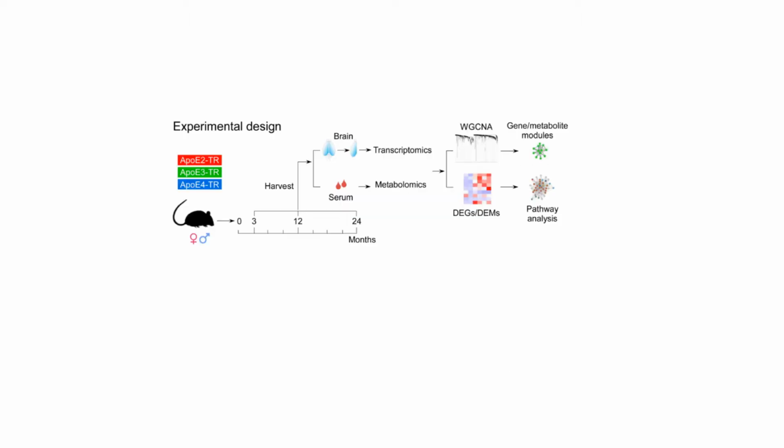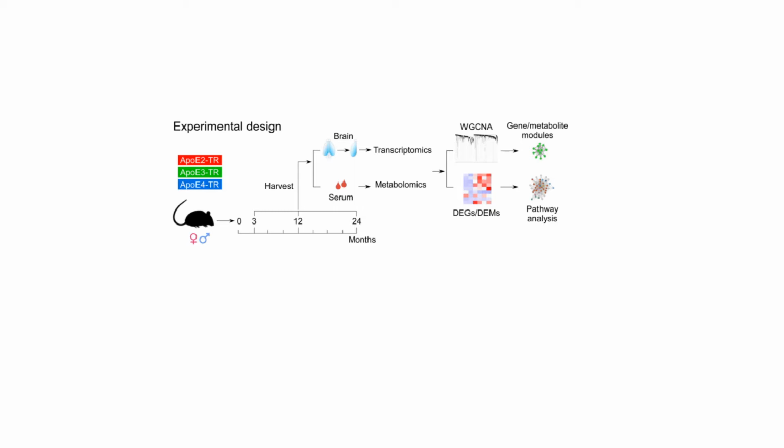Now let me first show you our experimental design. We had human APOE2, E3, and E4 target replacement mice, both male and female, at 3 different ages, including 3 months, 12 months, and 24 months. From these mice, we harvested brain samples and performed transcriptomics, and we harvested serum samples and performed metabolomics.